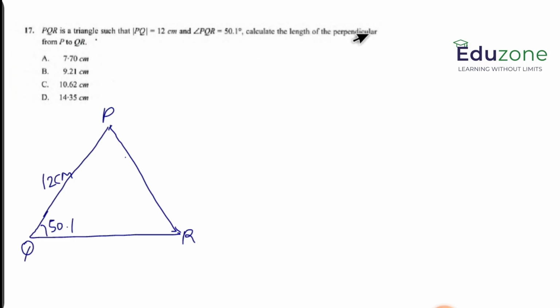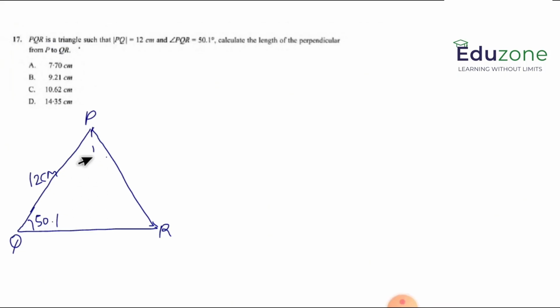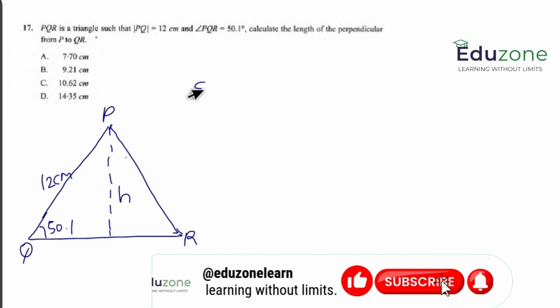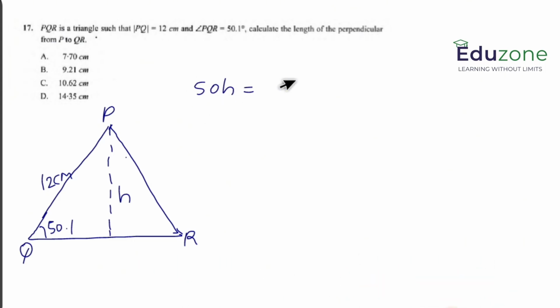Now they said calculate the length of the perpendicular from P to QR. The length of the perpendicular will be from here down to QR. So we draw a straight line down. So that's my length now. I will name it as H. Now I have the angle, and I have this side which is called the hypotenuse. So I'm looking for H. So I'm going to apply SOHCAHTOA. According to SOHCAHTOA, SOH means sine theta equal to opposite over hypotenuse.